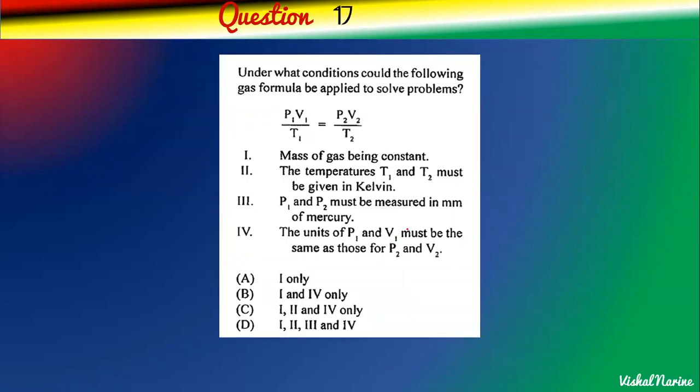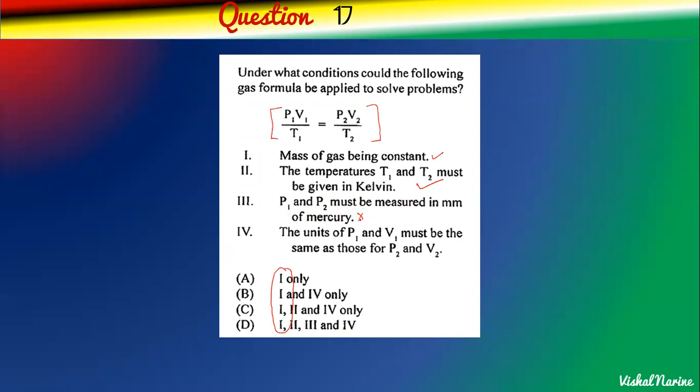Question 17. So this here is our gas equation or our gas formula. The question is asking you a few pointers on which of these things here are correct. So let's just go through each one of them. The mass of gas being constant, that is true, but when you look at all the options here, you see that all of them have one, so you'll already know if one is correct. The temperatures T1 and T2 must be in Kelvin. This is true also. Pressure 1 and pressure 2 must be measured in millimeters mercury. This is not true.